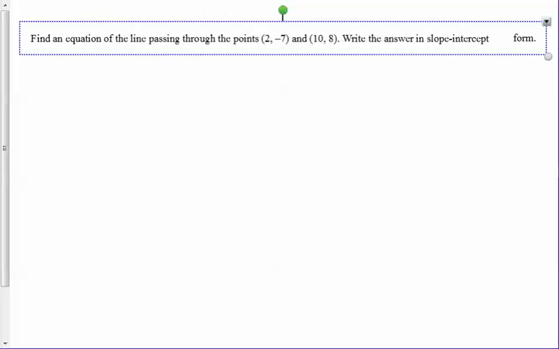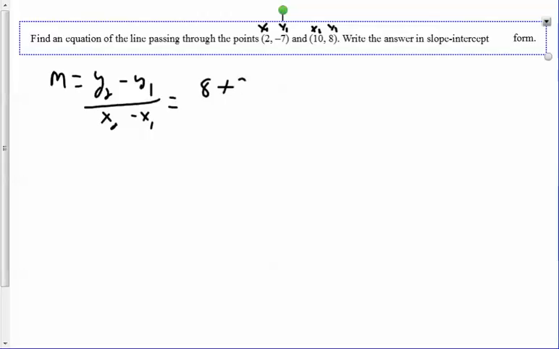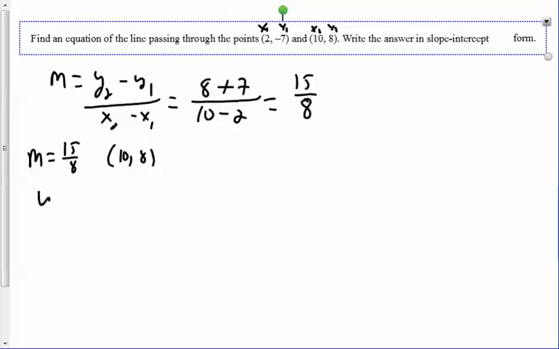With this one, you have 2 points. So what you got to do is find your slope. We're going to label this x1, y1, x2, y2, and we're going to do y2 minus y1 all over x2 minus x1. So then we got 8 plus 7 all over 10 minus 2. 8 plus 7, that's 15 over 8. 15 over 8 is my slope. So I'm going to take my 15 over 8 and I'm going to take my point, any one I want. I'm going to take 10 comma 8 because there are no negatives in there.